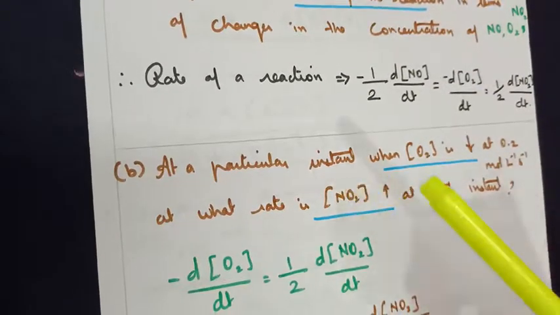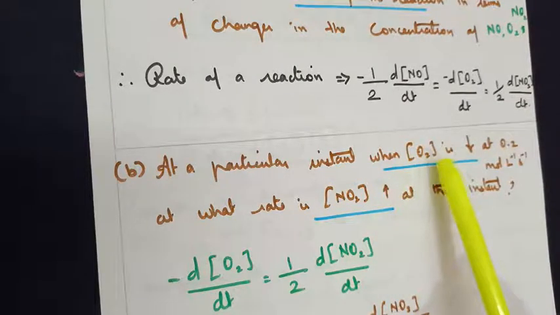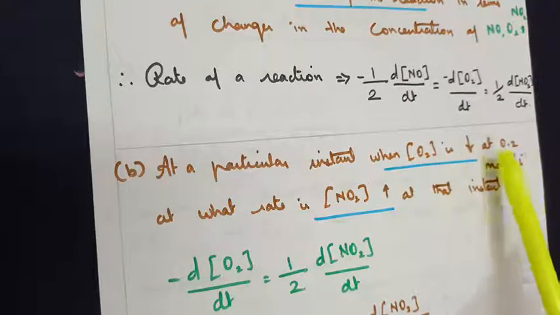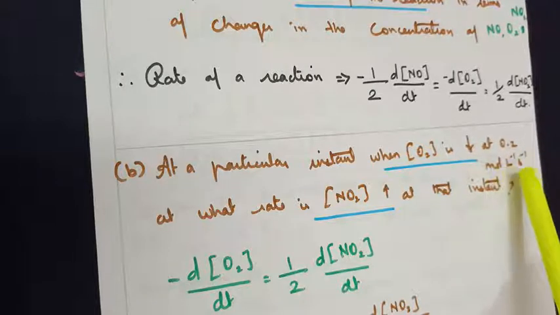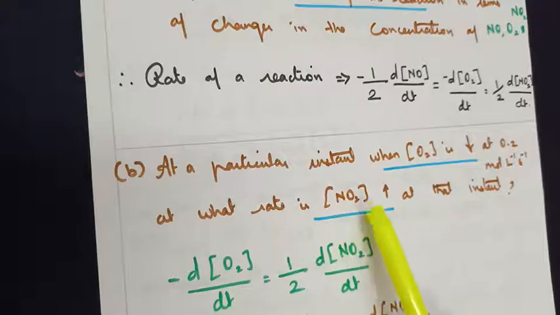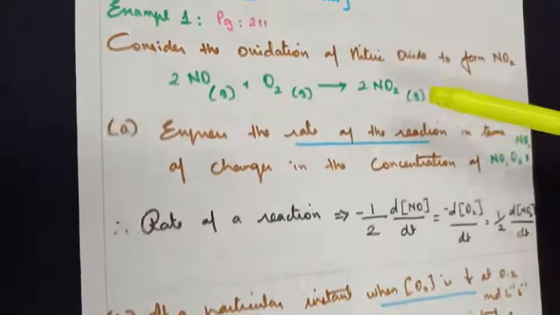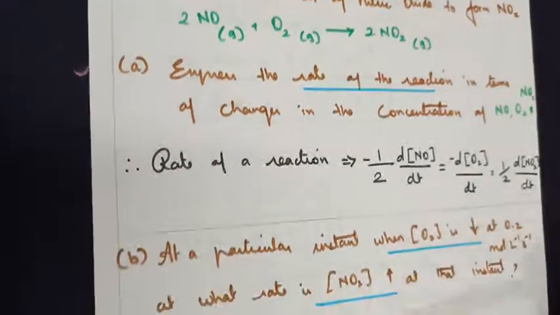Moving on to the second question. At a particular instant when the concentration of oxygen is decreasing at 0.2 mole per liter per second, at what rate does the concentration of nitrogen dioxide increase at that instant? Based on the same reaction, they have given you two questions.